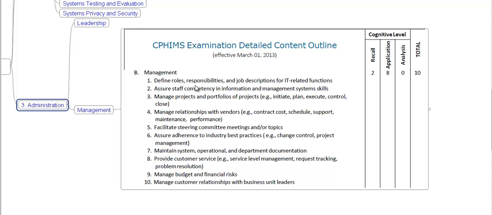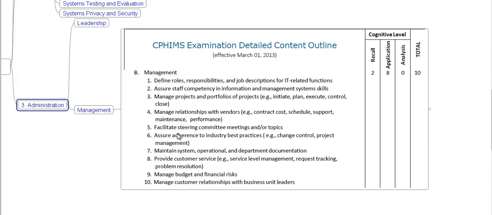First, define roles, responsibilities and job descriptions for IT-related function. Second, assure staff competency in information and management system skills. Third, manage projects and portfolio of project, for example, initiate, plan, execute, control and close. Fourth, manage relationship with vendor, for example, contract, cost, schedule, support, maintenance, performance.